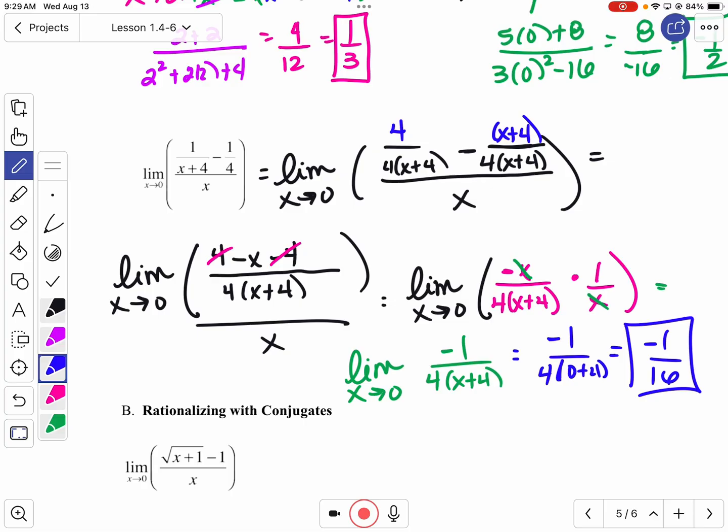Okay, again, you just got to practice that algebra. All right, what questions do you have? I don't want to move on until we're sure about this algebra.